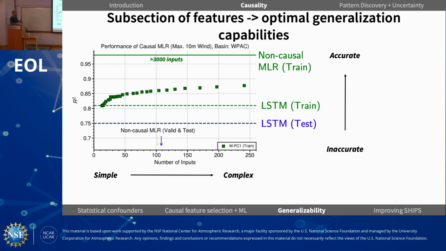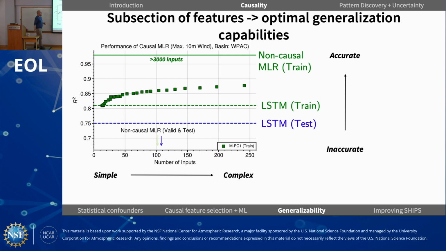This is a pretty complicated plot, so I'll go over it slowly. On the y-axis, you have the coefficient of determination. A higher value means the model is more accurate in terms of prediction. On the x-axis, you have the number of inputs. Very few inputs means the model is very simple; more inputs means the model is more complex. Each square point represents one trained model. So this is the model trained with 60 features, and this is the model trained with 250 features.